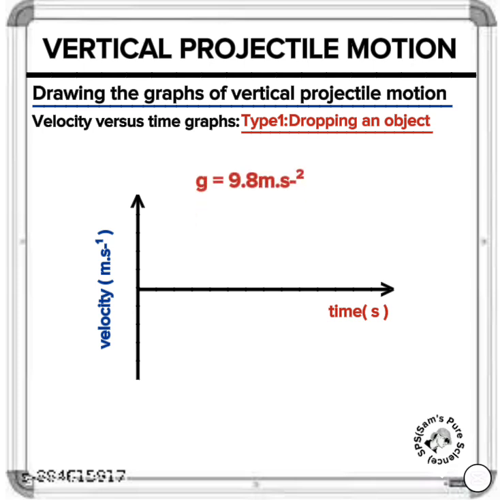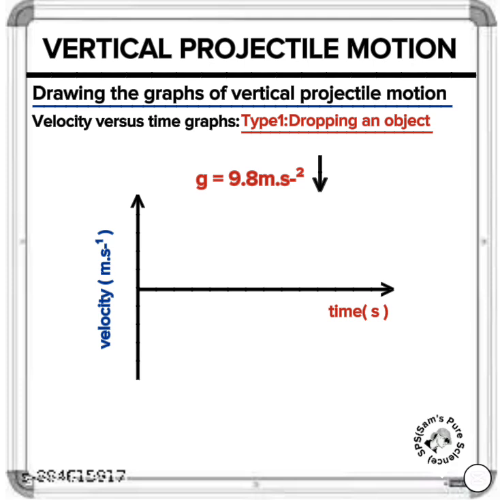Gravitational acceleration is equal to 9,8. It's a constant. Free falling objects experience it. Another thing that you must know about it is its direction is always down. Now let us draw the graph of the object.